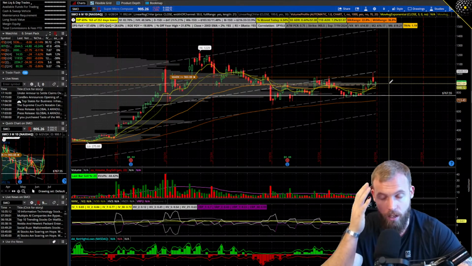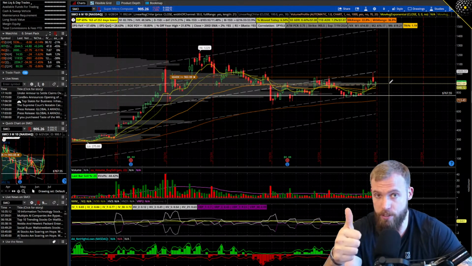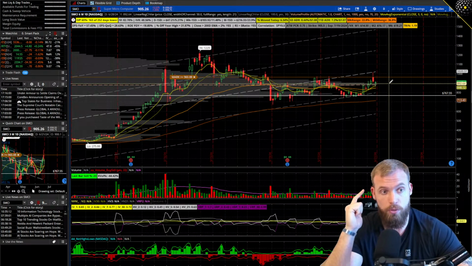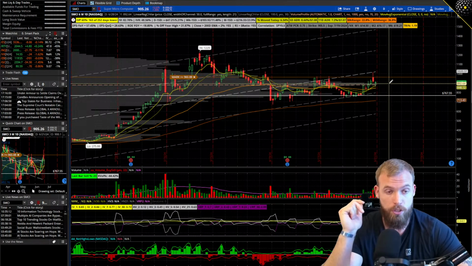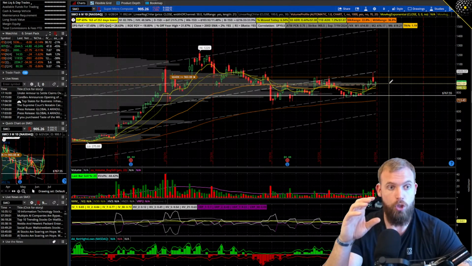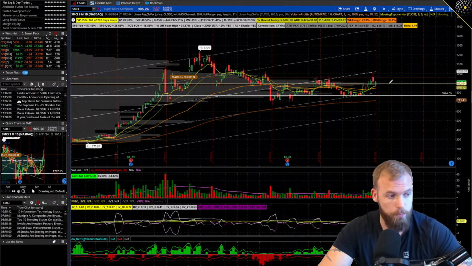Options add a lot of complexity. There's a trade-off for the complexity. You can make money from different market forces. You can make money even if things go slightly against you. You gain access to leverage. You can trade with margin. So there's a lot of benefits with options, but they do add complexity.